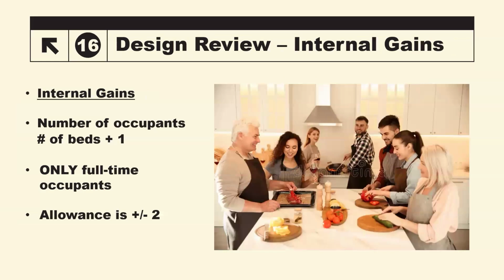And then, of course, the internal gains, aka the number of people we have and what this is being designed for. The number of occupants is calculated as the number of bedrooms plus one, assuming the primary bedroom has two. There is an allowance for this standard of plus or minus two. Energy Star follows the same logic. It's a plus or minus two.